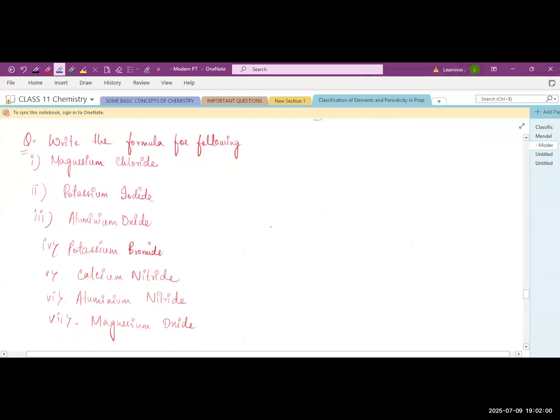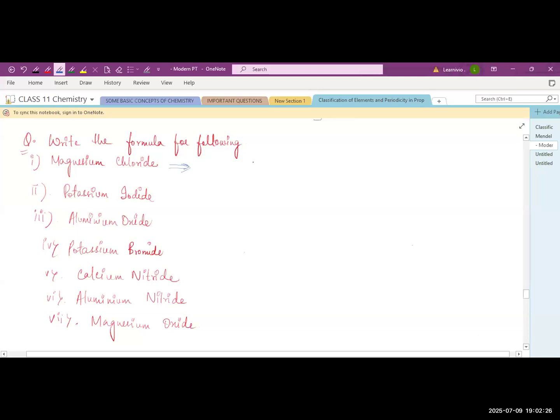Okay, let's check. You know how to write down the formula or not? Okay, so it's very basic. So here's a question. Write down the formula for the following. Okay, so it's based on valency. Magnesium chloride. Okay, so I will do it for you. One to two questions, and after that, the remaining will.